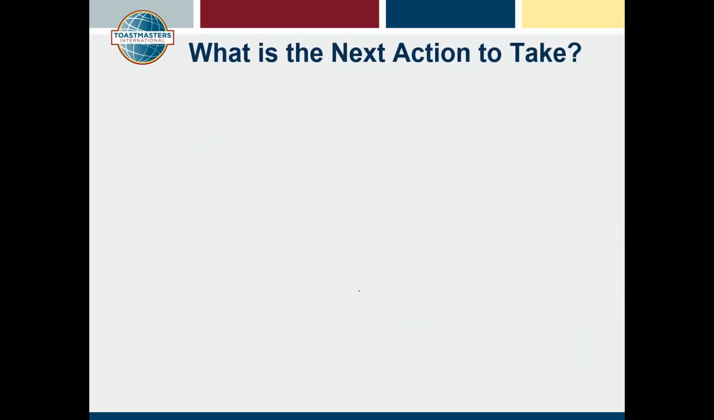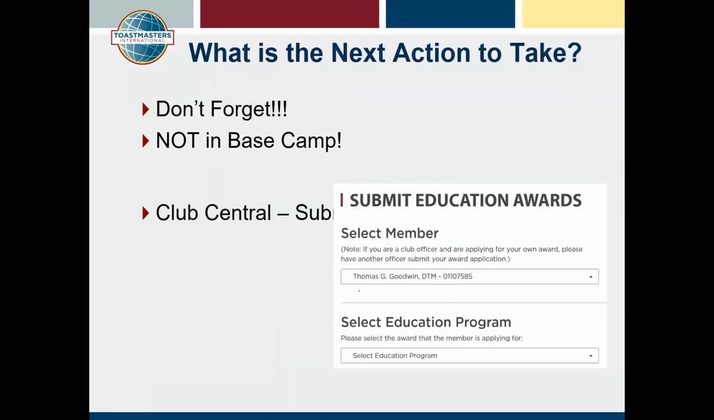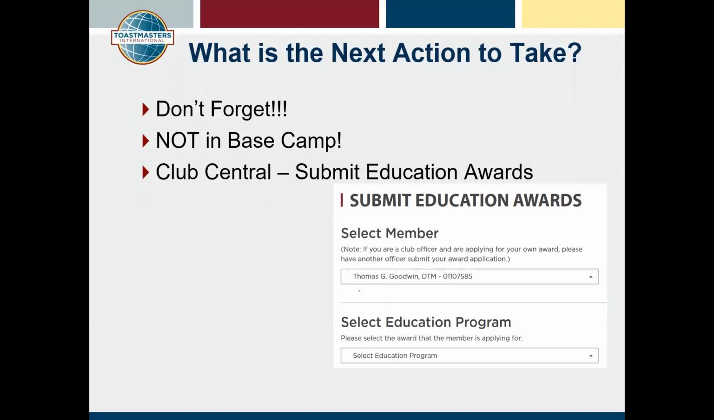This is a little bit of a rhetorical question because I'm not expecting you all to jump in and say, because you're on mute, what's the next action to take when you as Basecamp manager have just approved a level completion request? The answer is I go out of Basecamp, don't forget, got to get out of Basecamp and submit the education award. This is a separate action, and this is what drives your Distinguished Club Program point.